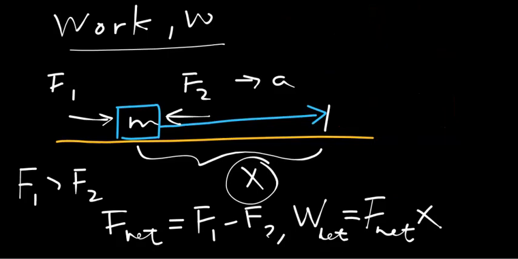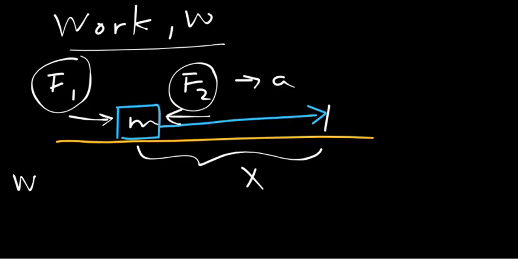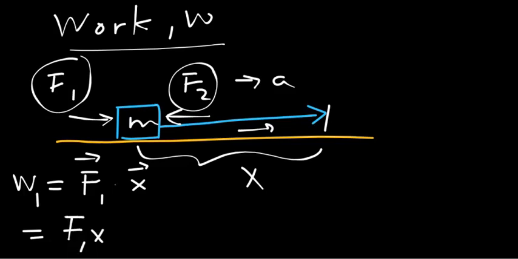Let's look at the same system from another point of view. Let's calculate the work done by F2 and F1 separately and then determine the net work from those two numbers. So let's determine the work by F1. It is given by, as we said, dot product of that force F1 and the displacement x. So since the direction of F1 is to the right and the displacement is also to the right, this will give you F1 times x.